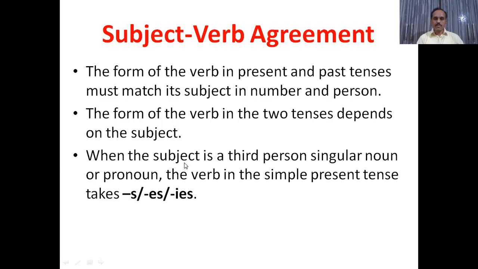When the subject is a third person singular noun or pronoun, that means he, she, Mahesh or Shobha, or the horse or the student, all these are considered as third person singular subjects. He, she, it are singular pronouns. The verb in the simple present tense takes s, es or ies. So that means if the subject is third person singular, he, she, it or any singular name, then in the present tense, the verb takes either s or es or ies added to the base form.